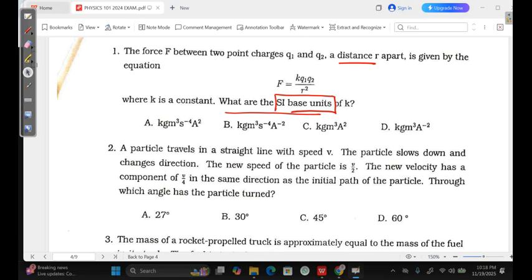The answer is B. So who is behind on how to find the equation? There will always be a question like this in your exam, whether you like it or not. So it's just a matter of you knowing how to solve it. Is there anyone who is still behind? Okay, we go to the next question.